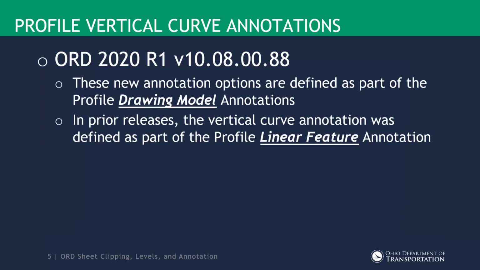So the new annotation definitions are defined as part of the profile drawing model annotation. And in prior releases, the vertical curve annotations were defined as part of the profile linear feature annotation. So these are defined in two different locations. So what we want to do is clean up that linear feature annotation to remove those old annotation definitions that we no longer need.